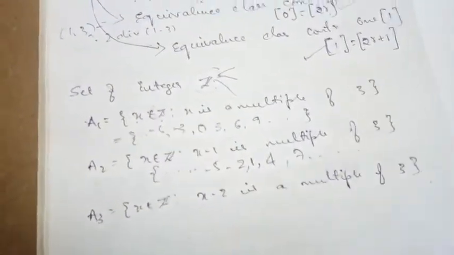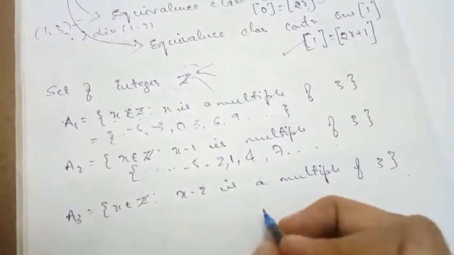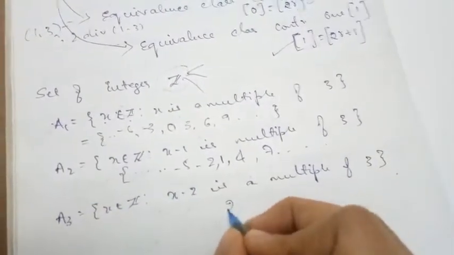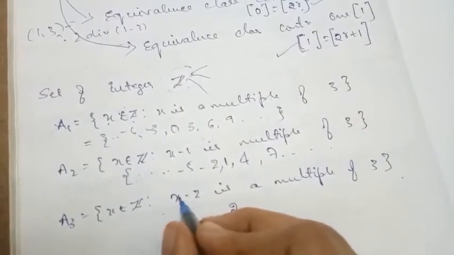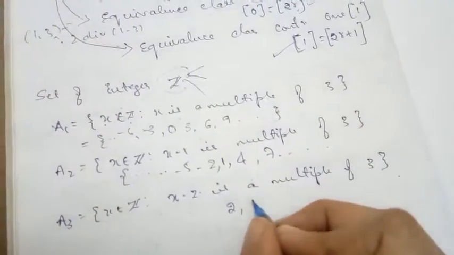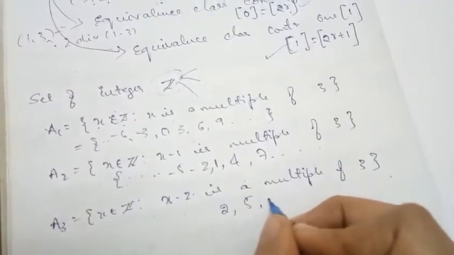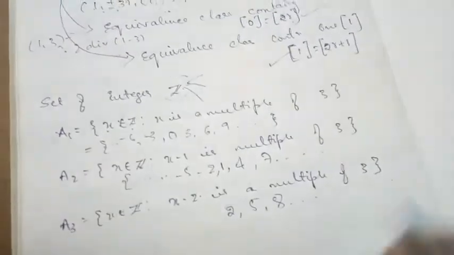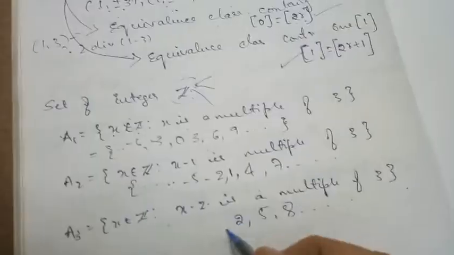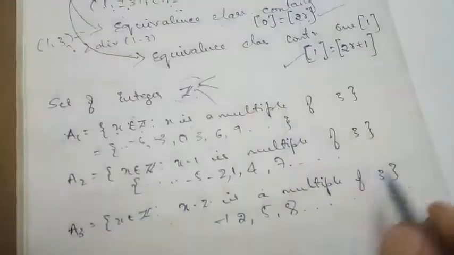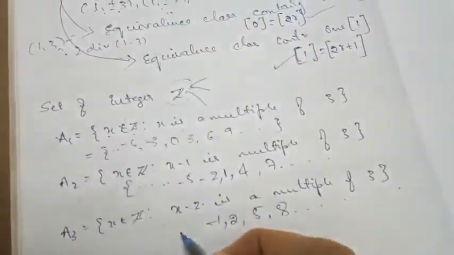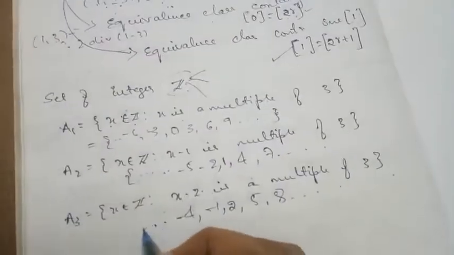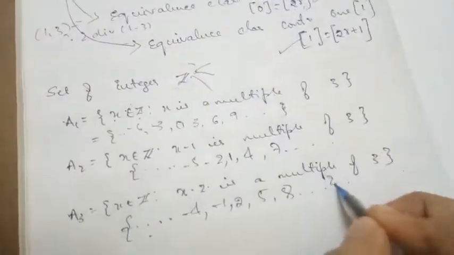Again, similarly, x minus 2 is a multiple of 3. If I take 2, then 2 minus 2 is 0, and 0 is a multiple of 3. If I take 5, then 5 minus 2 is 3, a multiple of 3. If I take 8, then 8 minus 2 is 6, a multiple of 3, and so on in the positive direction. If I take minus 1, then minus 1 minus 2 is minus 3, a multiple of 3, and minus 4 minus 2 becomes minus 6, a multiple of 3. If I continue in this manner, it will go in the negative direction.